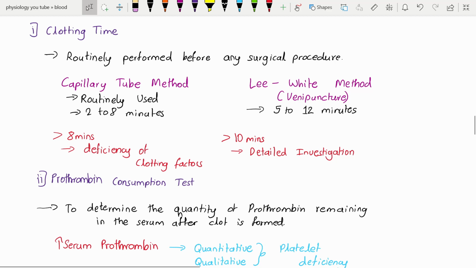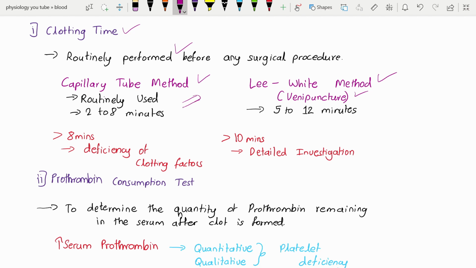Okay, clotting time. Again, I am not going to tell the procedure because we are going to make a separate video on that. It is routinely performed before any surgical procedure. We have two methods, capillary tube method and the Lee-White method. Lee-White method is the venipuncture method, and in capillary tube method we are going to prick our fingers with the lancet.